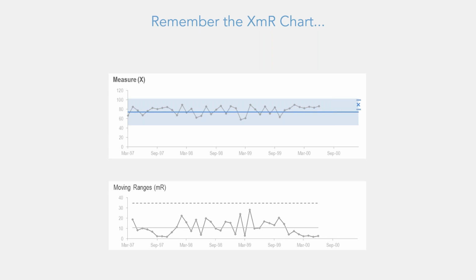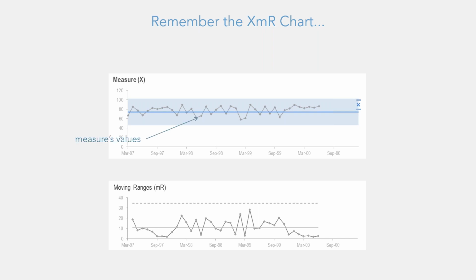The first chart here is called the X chart. That's where we put our performance measure values. The second chart, the one underneath, is the MR chart, and it's calculated from our performance measure values. And the values in that MR or moving ranges chart help us to identify signals in the X chart, the one that we're mostly focusing on to interpret our measure.